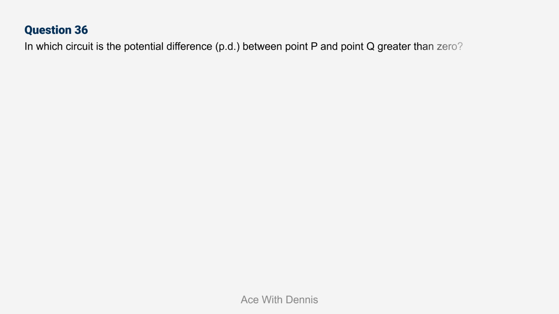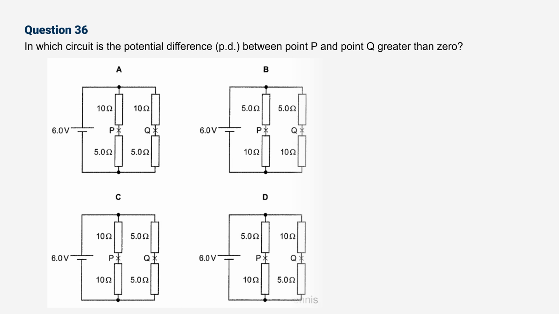Question 36. In which circuit in these 4 diagrams is the potential difference PD between point P and point Q greater than 0? The keyword here is greater than 0, which means VP minus VQ should be greater than 0, or VP is greater than VQ.